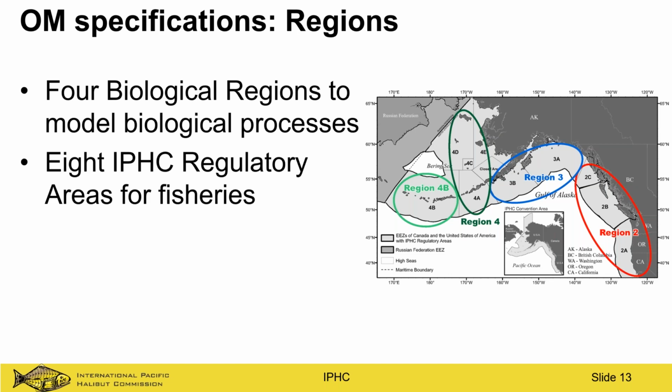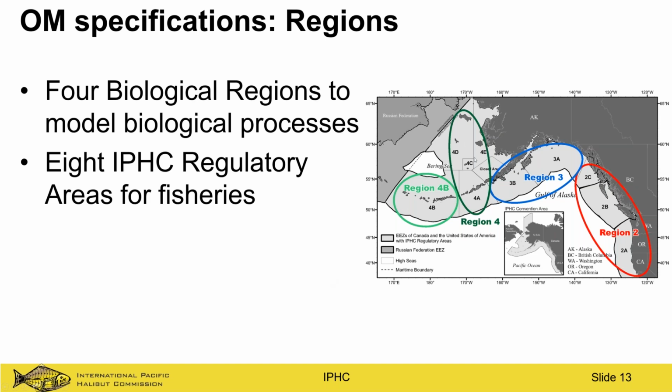But basically, this is what we call a multi-region model. And it's modeling the dynamics between these 4 regions in the IPHC convention area. It's not modeling any dynamics outside of the convention area. So it's not modeling potential movement in and out of the United States or the Canadian EEZs, for example.